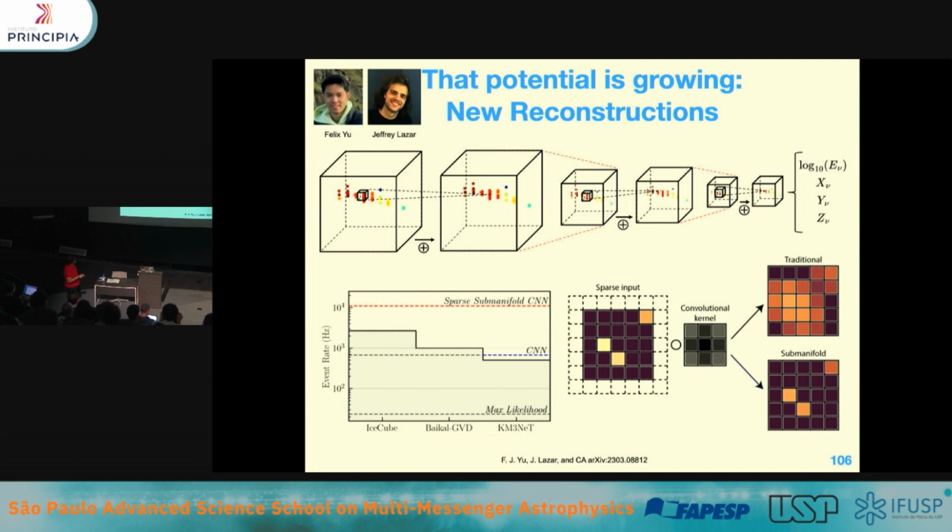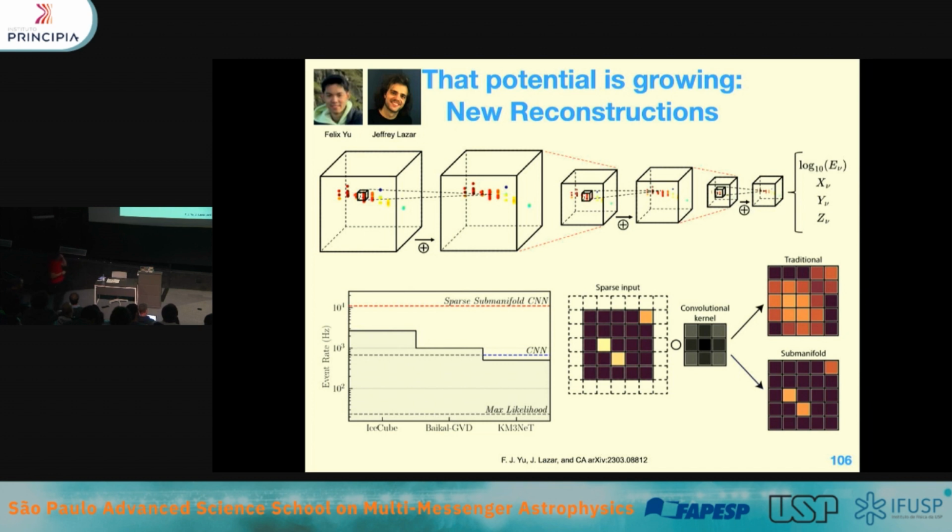So in a traditional convolution, you will apply this kernel at every single point here, and then you will get something like that after you do a convolution. But if you do a sparse submanifold convolution, you only convolve the kernels that have seen hits, and you end up with something like that. And by doing that, you significantly reduce the number of convolutions.